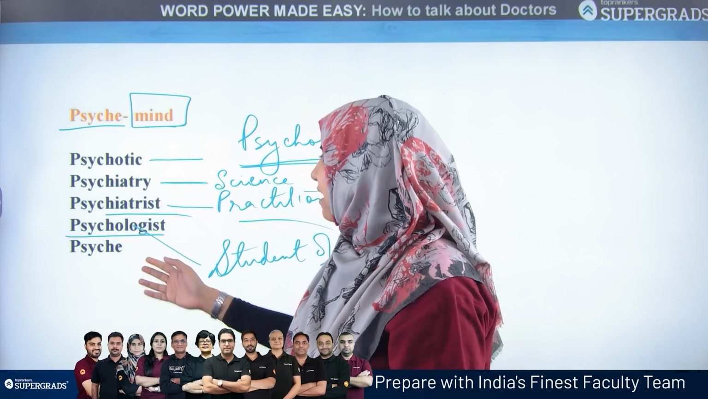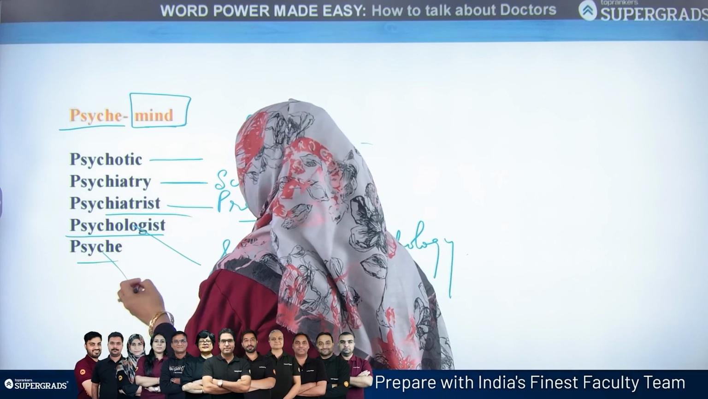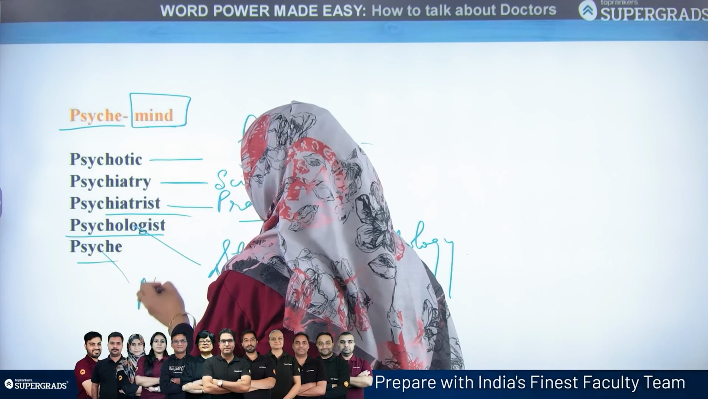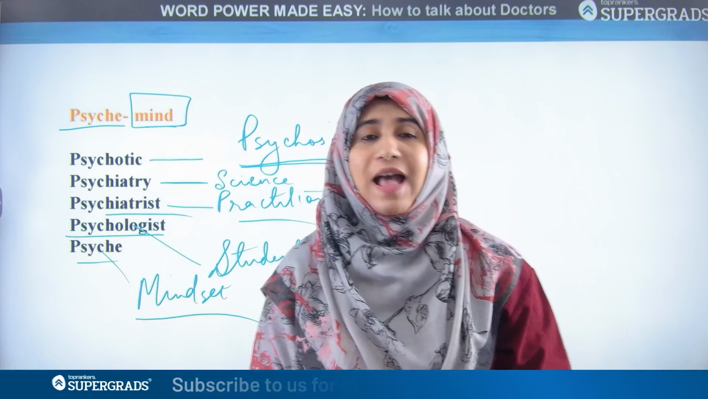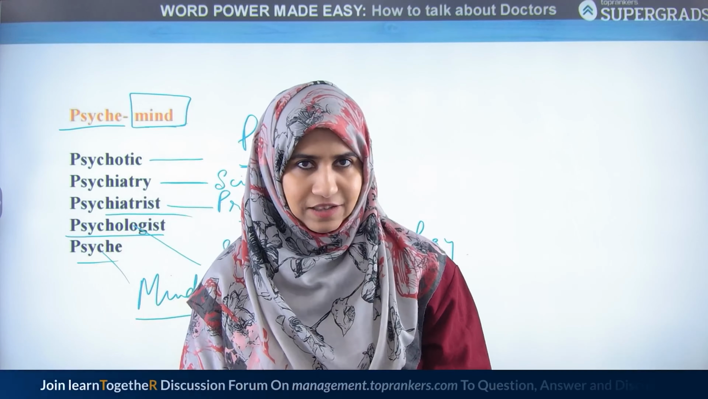And finally, psyche. Psyche simply means mindset. Companies try hard to understand the consumer psyche. So psyche is mindset, temperament. Fine. So I think these many words are good to go. And I think we must have a nice drill now. Time for an amazing exercise.